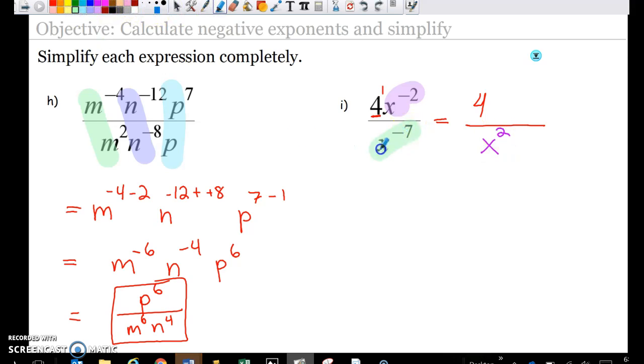And because x to the negative 7 is in the denominator, it's going to move to the top of the fraction and become a positive exponent. Some people like to change all their exponents to positive before they start doing their exponent rules. So I have 4 times x to the 7th, x to the 2. Using the quotient rule, that gives 4 times x to the 5th. So I do 7 minus 2.